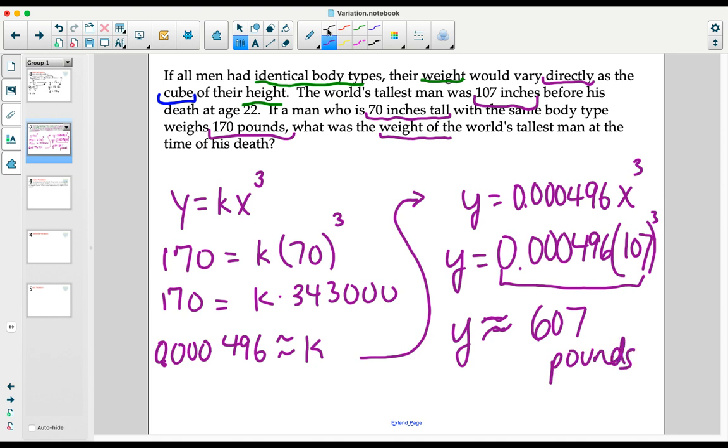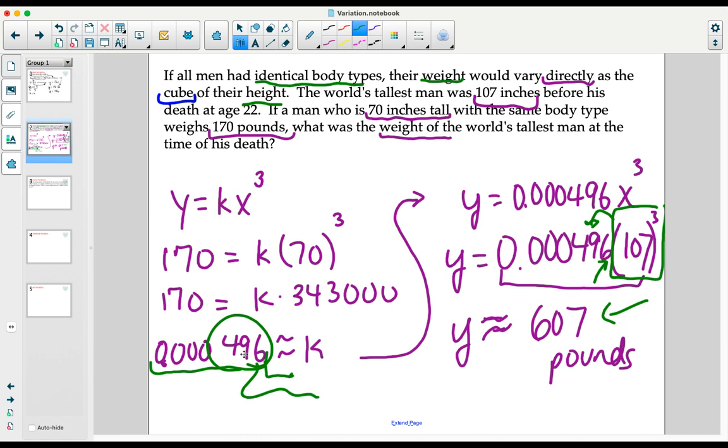Now, depending on how you rounded this value will determine how accurate of an answer you get. This decimal was going on forever. This decimal was going to extend beyond the 6 decimal places that we wrote. Because of the size of this number, 107 to the third power, it will be sensitive to how we rounded that, because 107 to the third power will get out to place values where the numbers that would be after that 6 would matter.